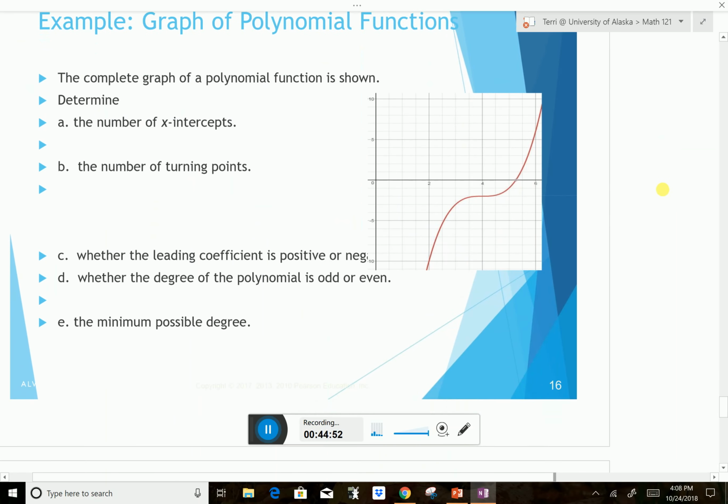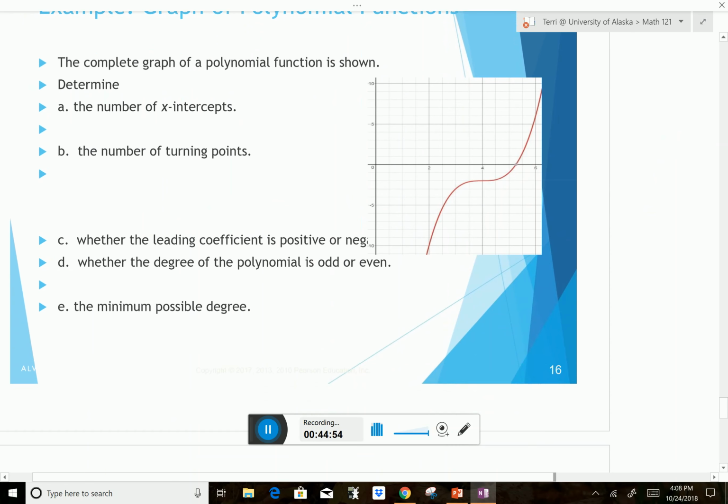Let's look at this one. So here we have a function. What is the number of x-intercepts? Well, looks like 1. Turning points? 0. Is the lead coefficient positive or negative? It's going up, so it is positive.